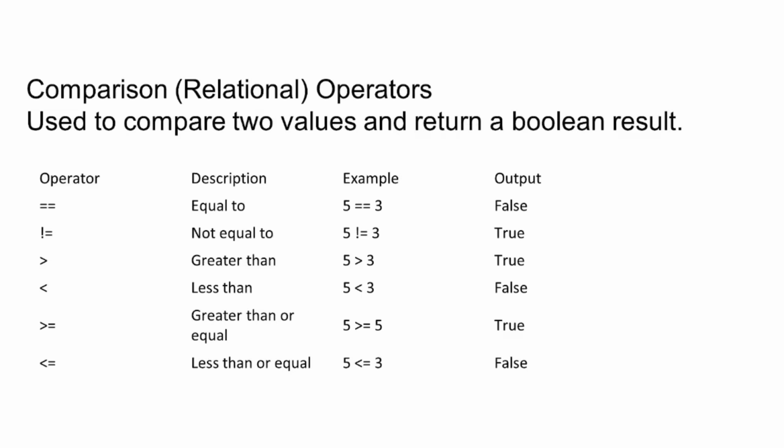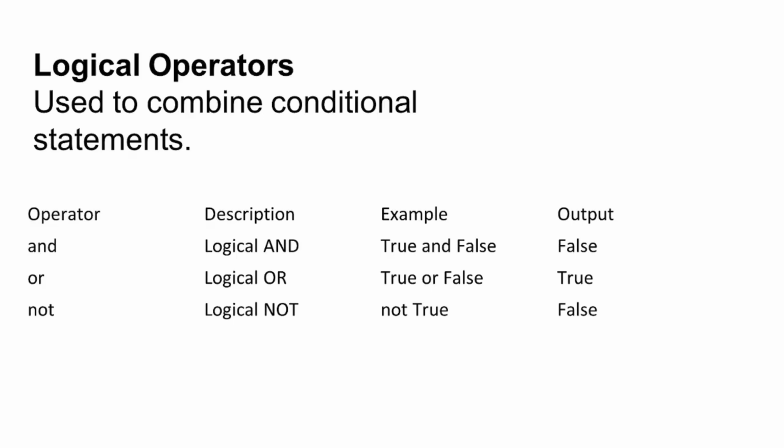Comparison or relational operators are used to compare two values and return a boolean result: equal to, not equal to, greater than, less than, greater than or equal to, less than or equal to. These are the comparison operators. Logical operators are used to combine conditional statements: logical and, logical or, logical not.